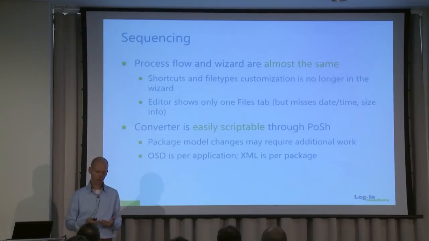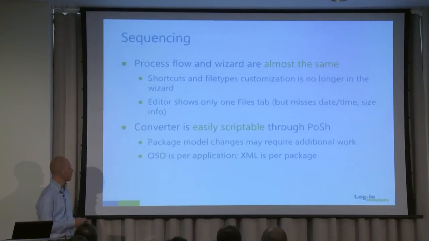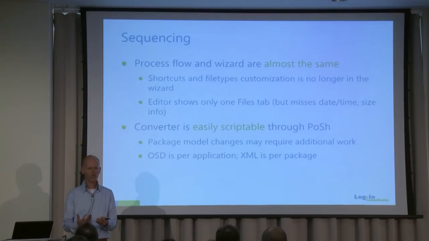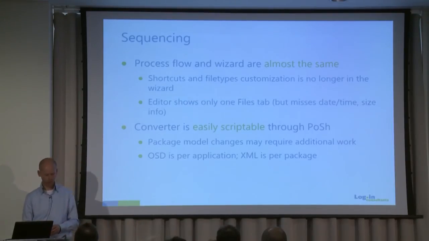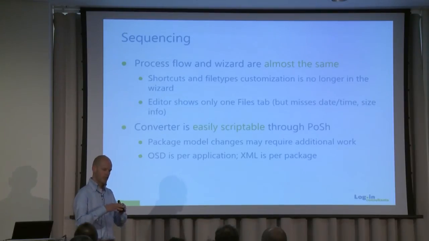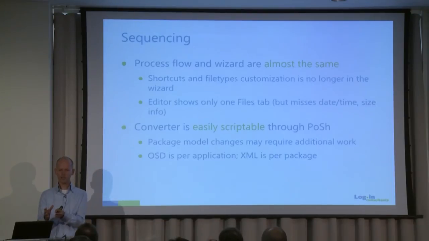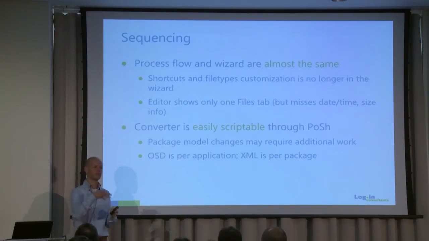Although the sequencing process was pretty much the same, and the conversion process was somewhat successful as well, you have to keep in mind that the package model did have some changes underneath, and that was kind of a challenge. The biggest one was that an OSD file is per application, whereas those customization files that you now have are per package. Let me give you an example. These guys were building one application where they had copied the OSD file into multiple applications and injected a registry key in each of those OSD files differently. So it was the same application but with a different data set, right?